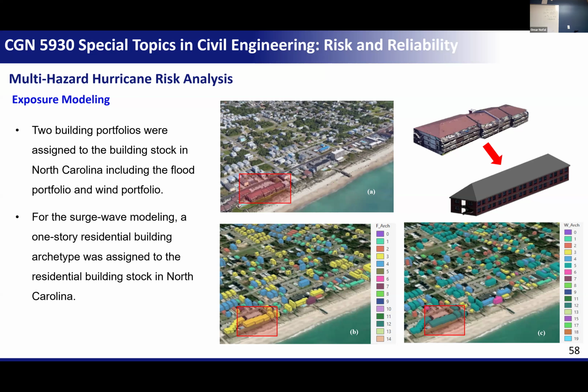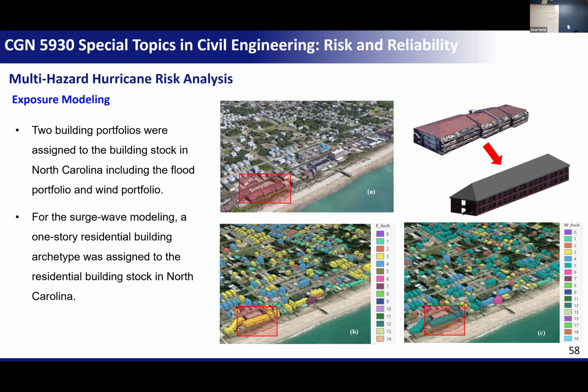Because each archetype is going to have a different surge wave fragility function and a different wind fragility function. And we talked last time that wind has a different impact from flooding. Roof shape is very sensitive when we do wind damage analysis, but roof shape is not sensitive when we do flood damage analysis. Foundation type or foundation elevation is sensitive when it comes to flood damage, but it's not that sensitive when it comes to wind damage. So every hazard is going to have its own archetype.